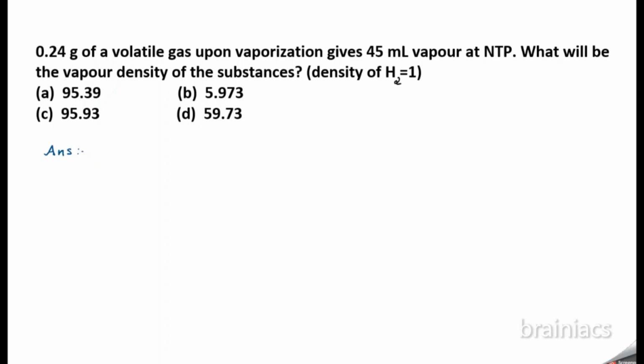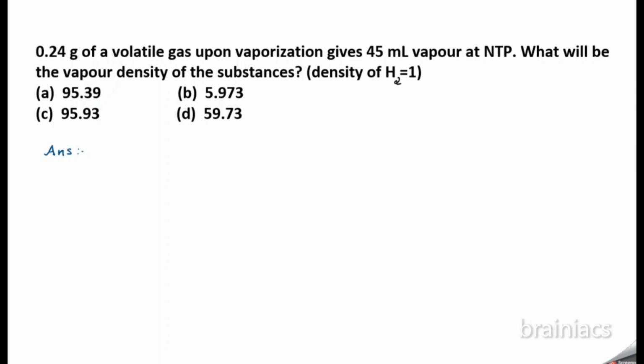So I hope you could see the question on the screen. I will just read the question. 0.24 gram of a volatile gas upon vaporization gives 45 ml vapor at NTP, that is, normal temperature and pressure. What will be the vapor density of the substance? So this is the question.